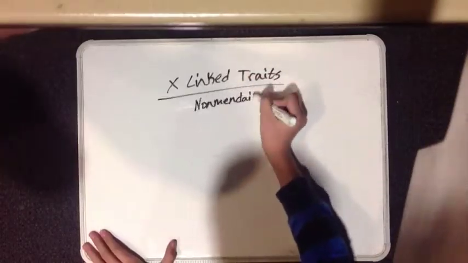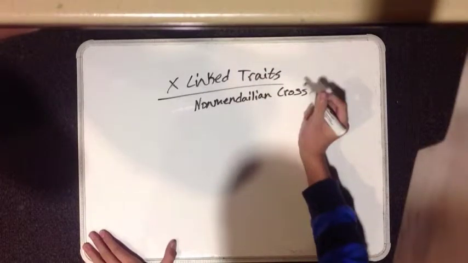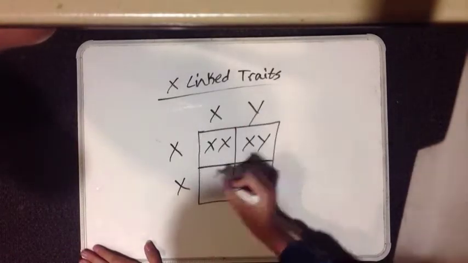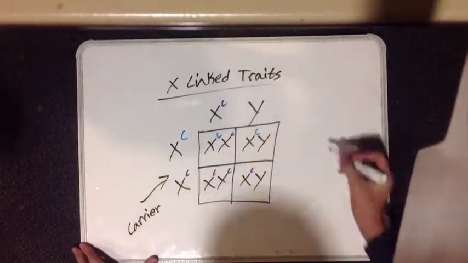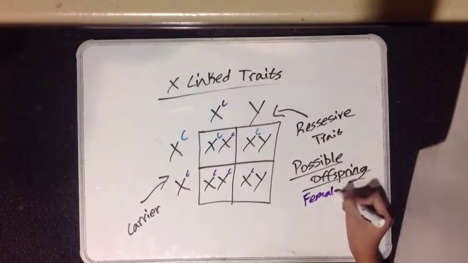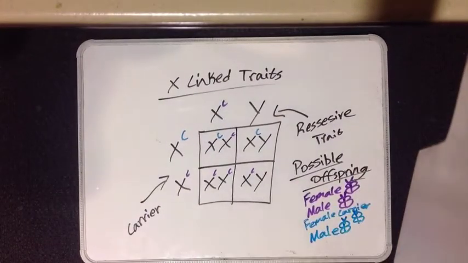The crosses we have been doing were all Mendelian. We will now be doing a non-Mendelian cross. Notice that there are now X's and Y's. These are not traits. X-linked traits are passed down through the X chromosome. Rather, they tell you who is who. X and Y is a male, while X and X is a female.